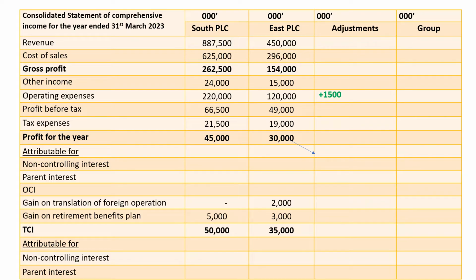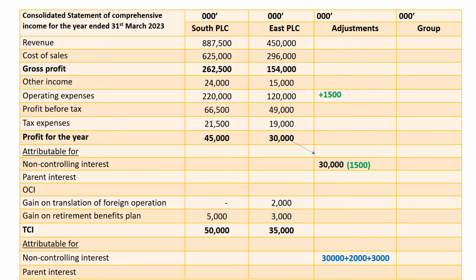Therefore, first we are going to take this 30,000. From that, we are going to deduct this amortization 1,500. When it comes to the total comprehensive income attributable to non-controlling interest, we can do it in two different ways. One way is we can take 30,000. For that, we can add up all the other comprehensive income, that is gain on translation of foreign operation 2,000 and gain on retirement benefit plan 3,000, which is relating to East PLC.